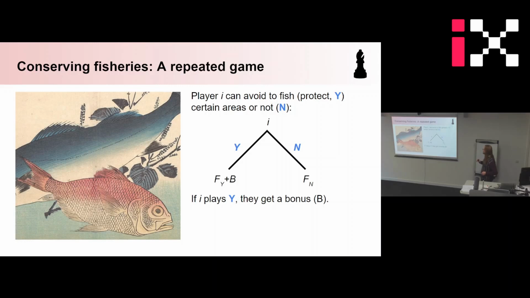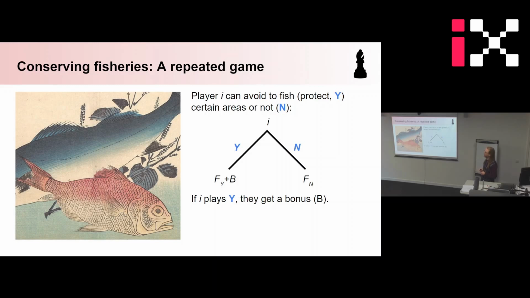And then you have a set of players, a set of fishermen. There are, let's say, 100 of these. Each player is called I, and we now draw their decisions as a decision tree. They can now either decide to join the scheme and protect the fish. In that case, they don't fish in a certain area, so they get less fish, only FY fish.